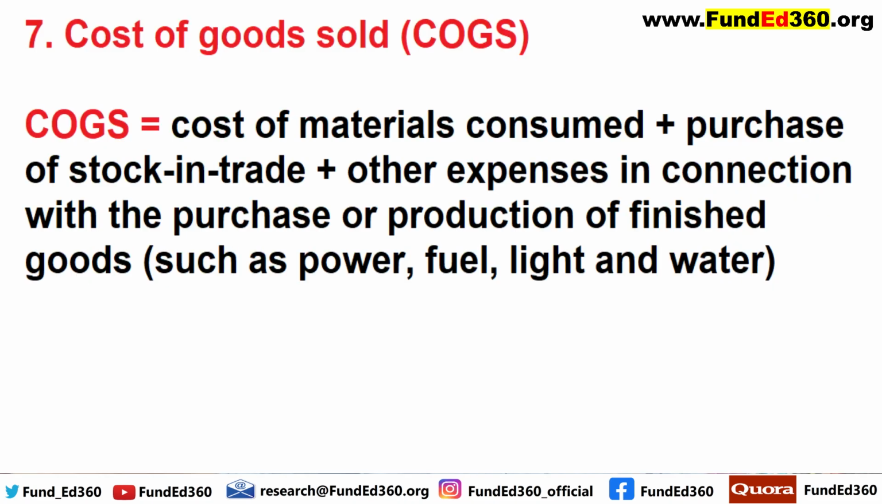That's pretty good, right? The seventh financial number that you have to take into consideration is cost of goods sold. Cost of goods sold is the cost incurred by a company for purchasing or manufacturing its finished goods.